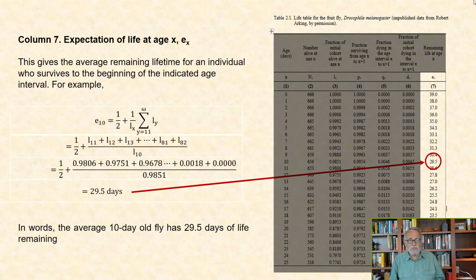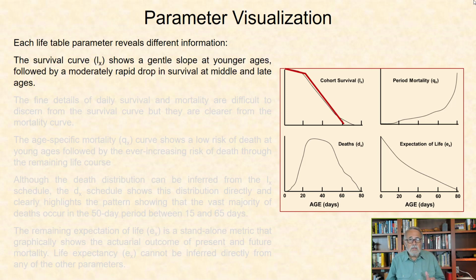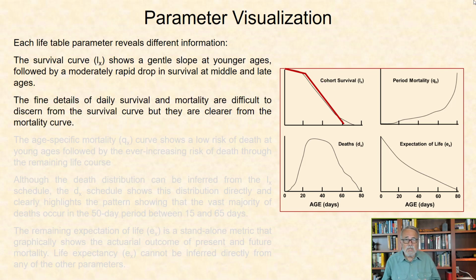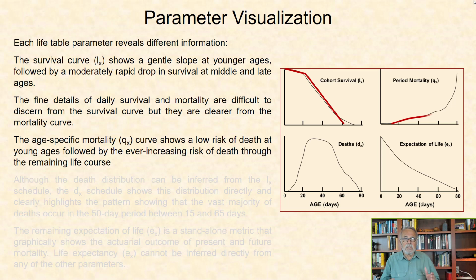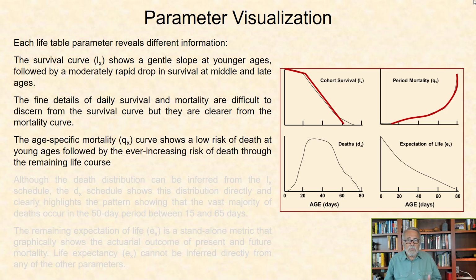Life table parameter visualization. Each parameter of the life table reveals different information from the same basic data. For example, the survival curve LX shown here shows a gentle slope at younger ages, followed by a moderately rapid drop in survival at the middle and late ages. The fine details of daily survival and mortality are difficult to discern from the survival curve, but they are clear from the mortality curve. The age-specific mortality QX shows a low risk of death at young ages, followed by the ever-increasing risk of death through the remaining life course.